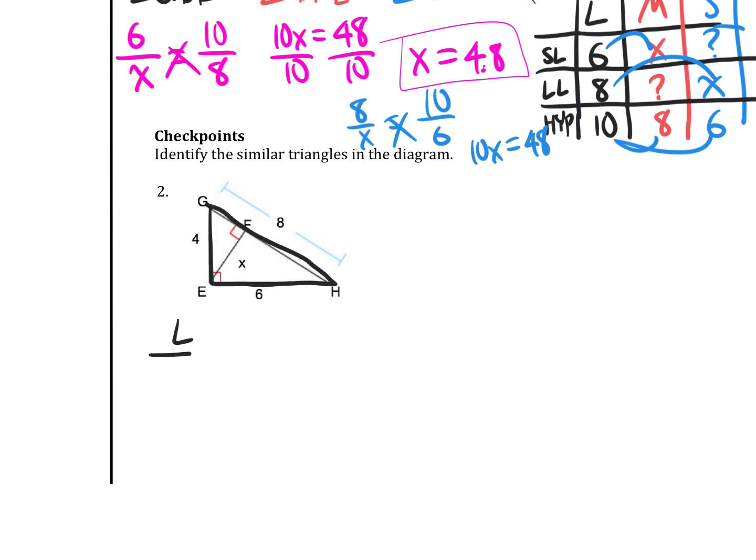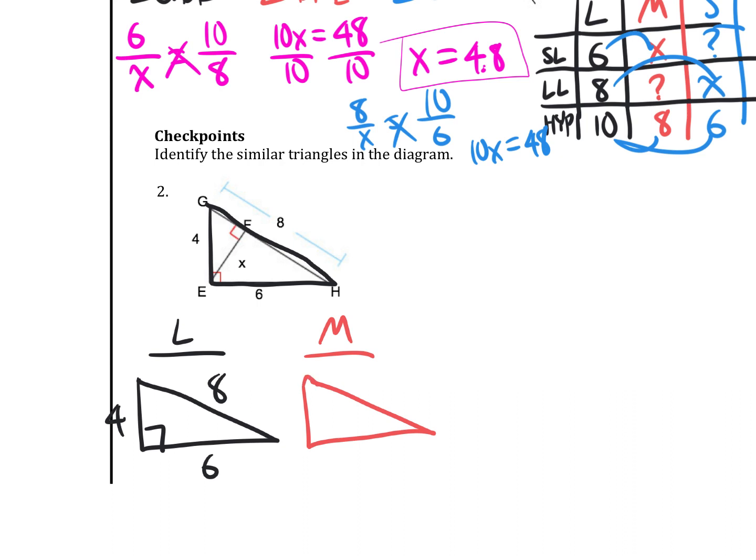Let's draw these. Large triangle, right angle. We've got 4, 6, and 8. Medium triangle. We have a right angle here. The hypotenuse is 6, and the short leg is x. We've got to label our angles here too. This is E, F. That's F. Yep. This is F, and this is H. For the big triangle, this is G, E, and H.